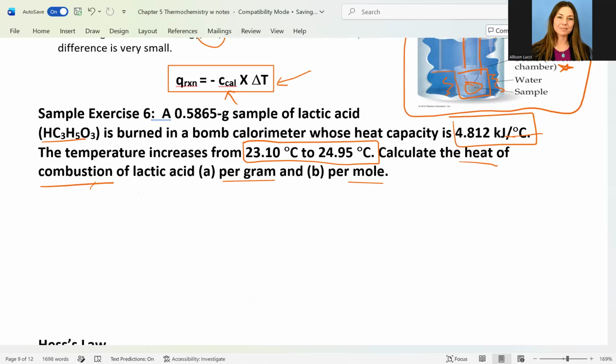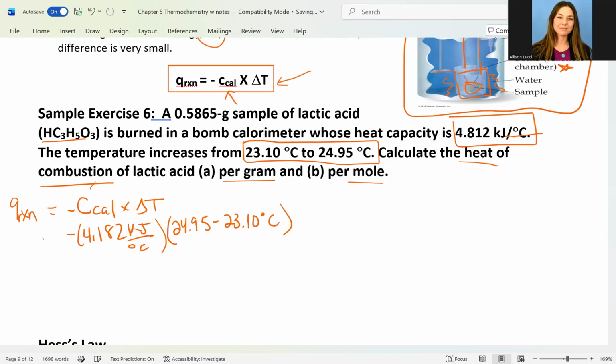So let's take a look here and see how we can do that. So we know that our Q of reaction, as mentioned above, is going to be the negative heat capacity of the calorimeter times delta T. So if we plug in negative 4.182 kilojoules per degree Celsius times our delta T, so that's going to be our final 24.95 minus our initial temperature, 23.10. So that's going to be 1.85 that we plug in there. And then we're going to set that equal to our Q of reaction.